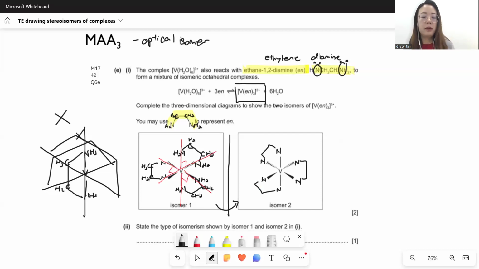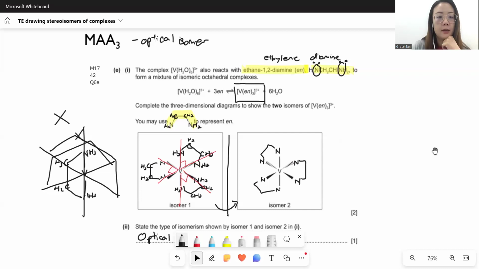So this is the mirror effect, but a more neat, more simplified version because they allow me to use a short form skeletal formula, the so-called trapezium shape, to represent the ethylene diamine structure. And it is mirror effect, as you can see. So the type of isomer shown is optical isomers. So that is your 3 bidentate format. When you have a 3 bidentate, automatically it's optical isomers.